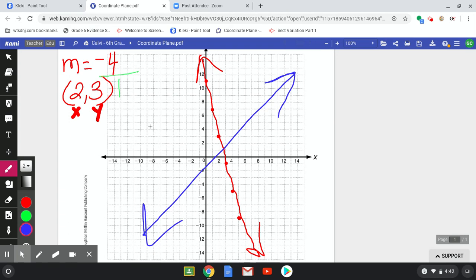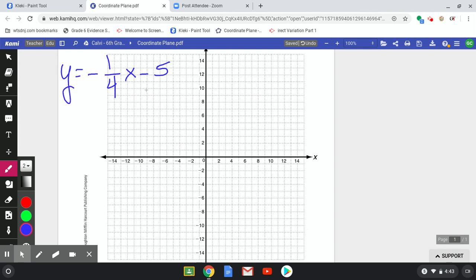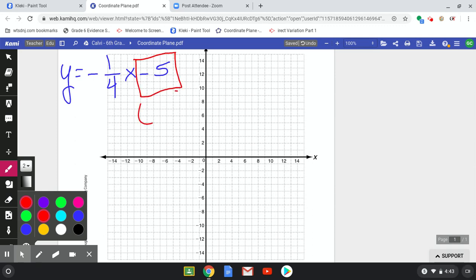Now I'm going to review graphing when they give you an equation and using slope-intercept form. Okay, so I have an equation. It's already in slope-intercept form, so I don't need to convert it into slope-intercept form. First thing I'm going to do is I'm going to identify my y-intercept, box it in. That's going to be (0, -5). Remember, you always take the sign with the number.